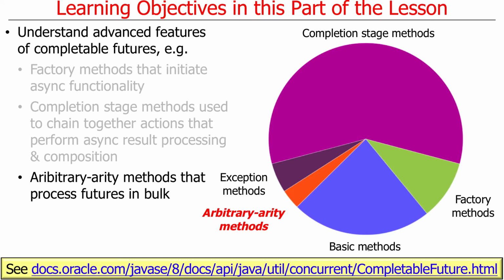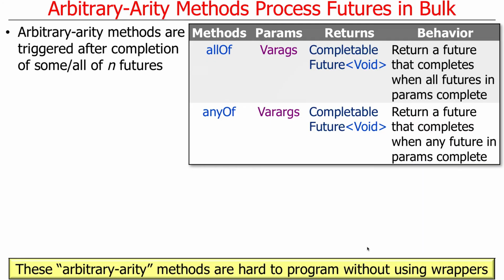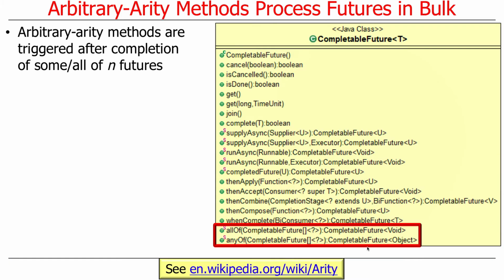And we're going to talk about the arbitrary-arity methods that are used to process futures in bulk. So there are two of them. One is called allOf and one is called anyOf. And as the name might suggest, allOf is basically like an n version of thenCombine. Remember, thenCombine would wait for the completion of 2 previous stages. Well, allOf waits for n futures to finish. And anyOf, as the name suggests, just waits for one of them, right? So if you give it n, it'll just wait for the first one. Turns out these are really hard to program directly, so much better to use a little wrapper, and that's what we're going to show here.